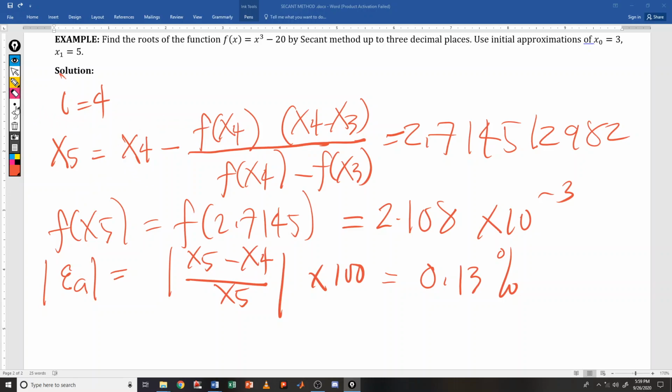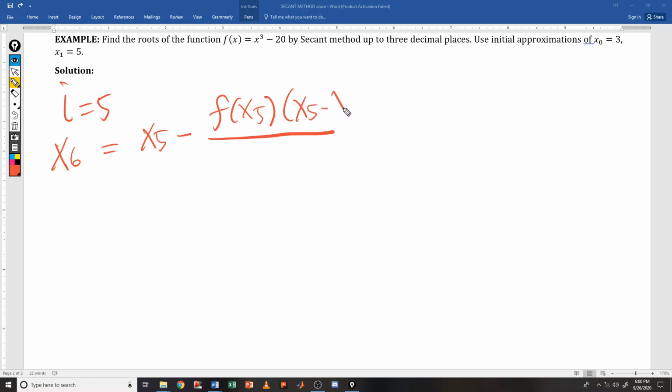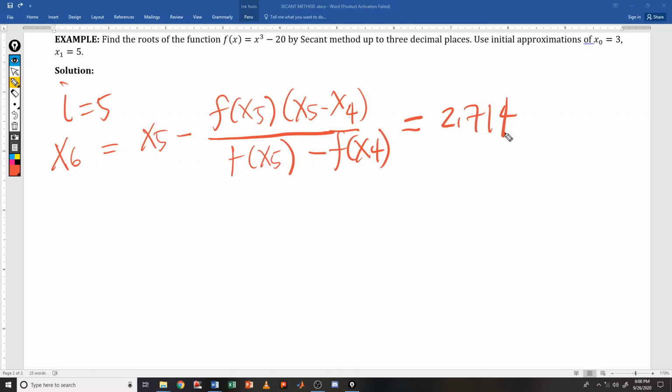So let's continue at i equal to 5. At i equal to 5, we are expecting that we have to solve x6. So x6 equal to x5 minus f of x5 times x5 minus x4, all over f of x5 minus f of x4. Again, we have already solved the values of x5, x4, and f of x5 as presented earlier in the solution. So our value of x6 is 2.714417744.